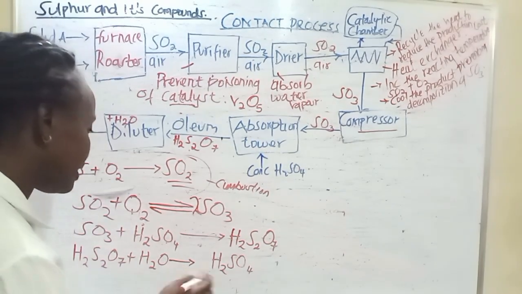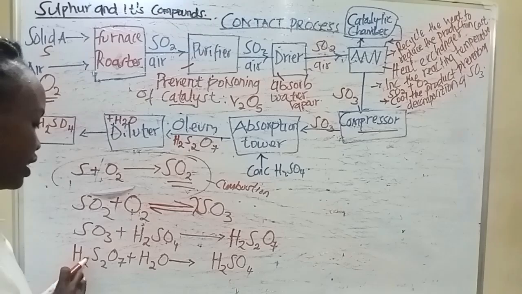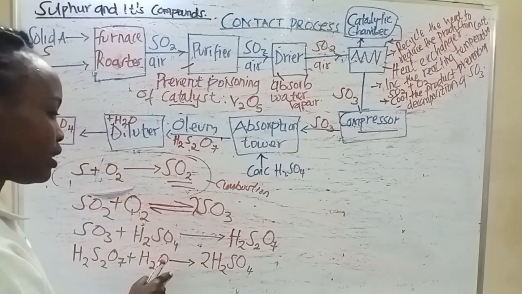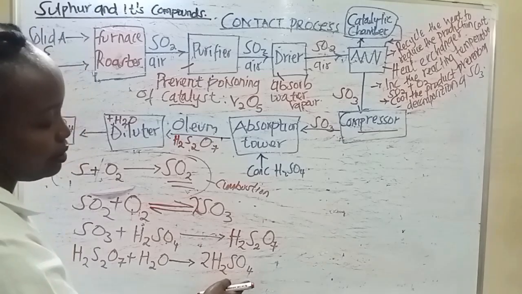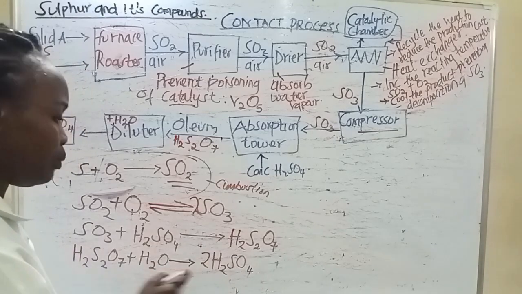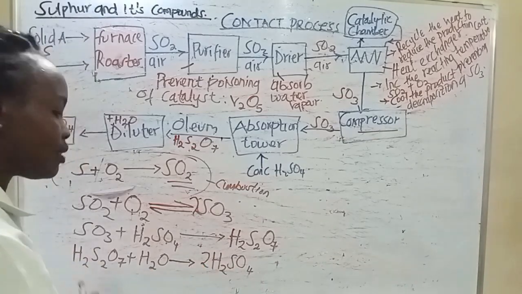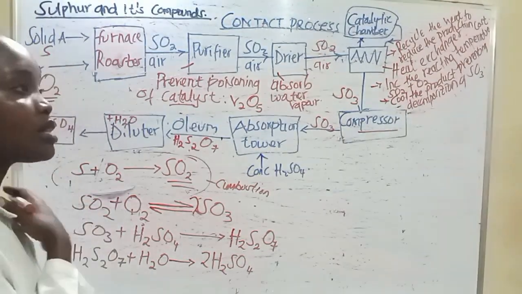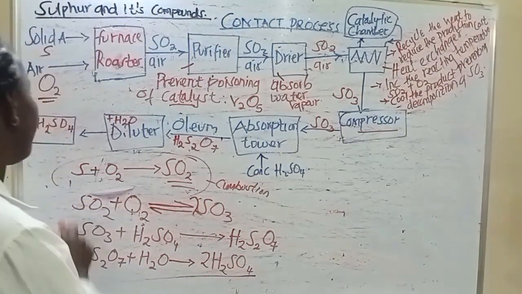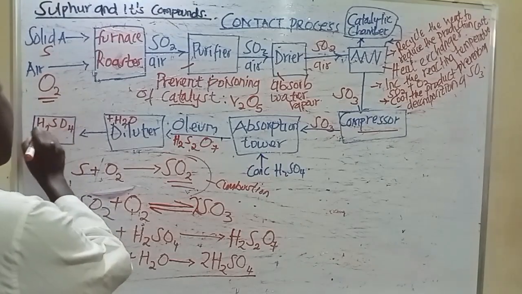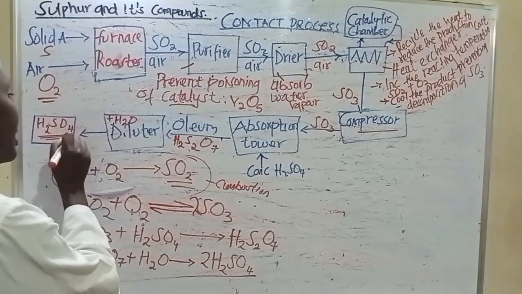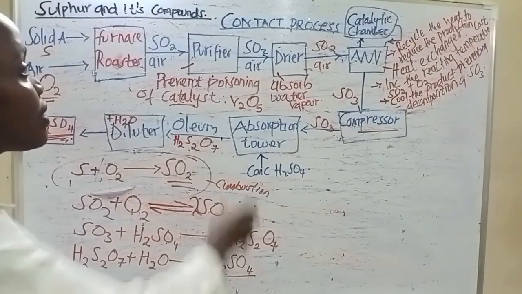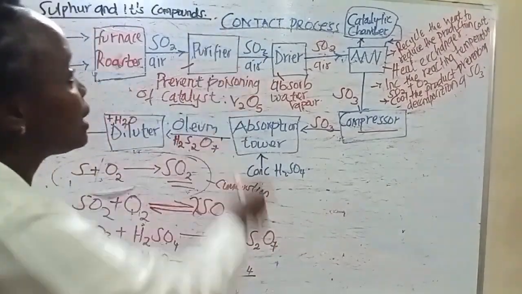Now let us balance. 2 hydrogen, 4 hydrogen here. We balance by putting a 2, 4 hydrogen, 4 hydrogen. 8 oxygen, 8. Sulfur is 2, sulfur is 2. Told you what? If you balance hydrogen, your equation is most probably what? Balanced. Now you have formed your sulfuric 6 acid.